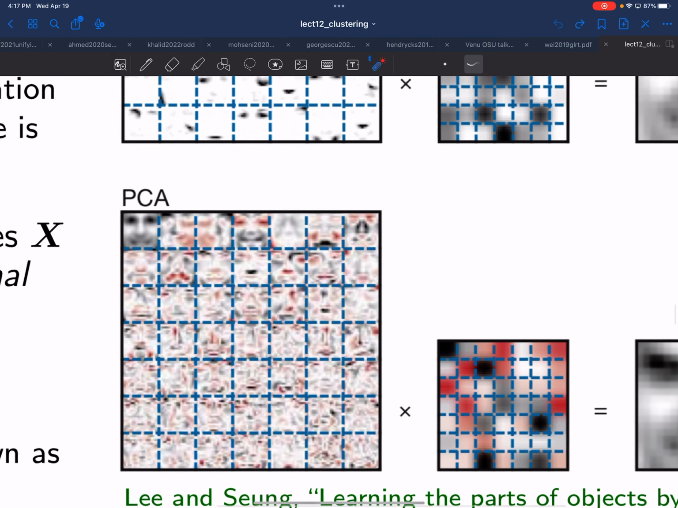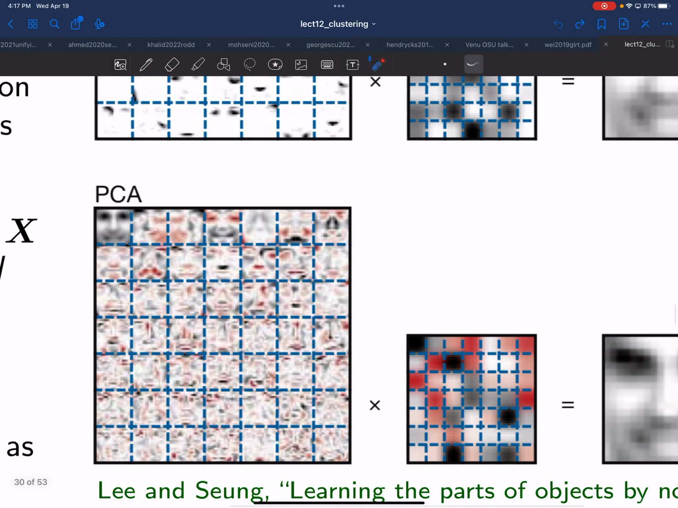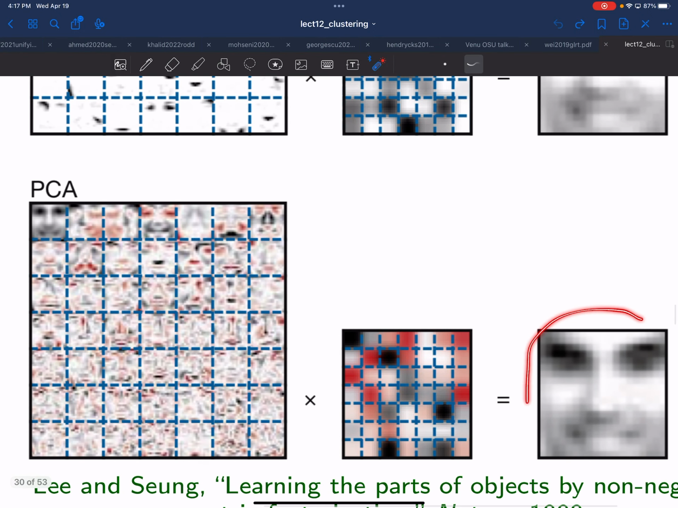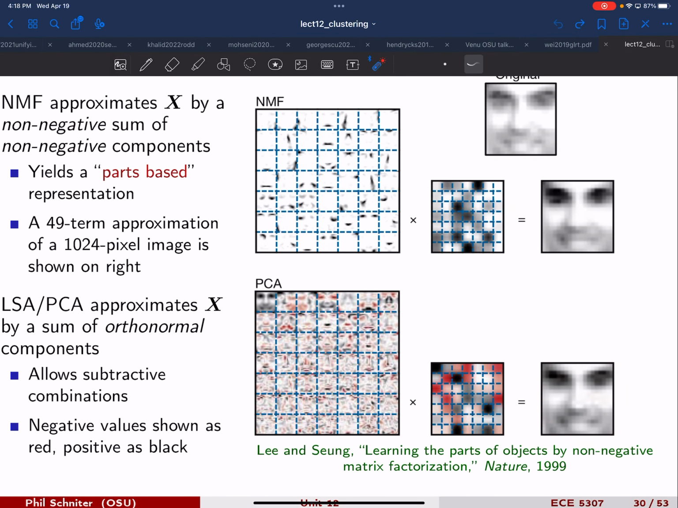So here we have the mean. This is the mean face across the data set. And then these are 48 different eigenfaces. So these are the eigenvectors that you get. And here we're reshaping them into little face pictures. And then these are the approximation coefficients that you use to approximate that desired face, and this is what you get. Okay, so this face that we reconstructed is definitely not a perfect match to the original.